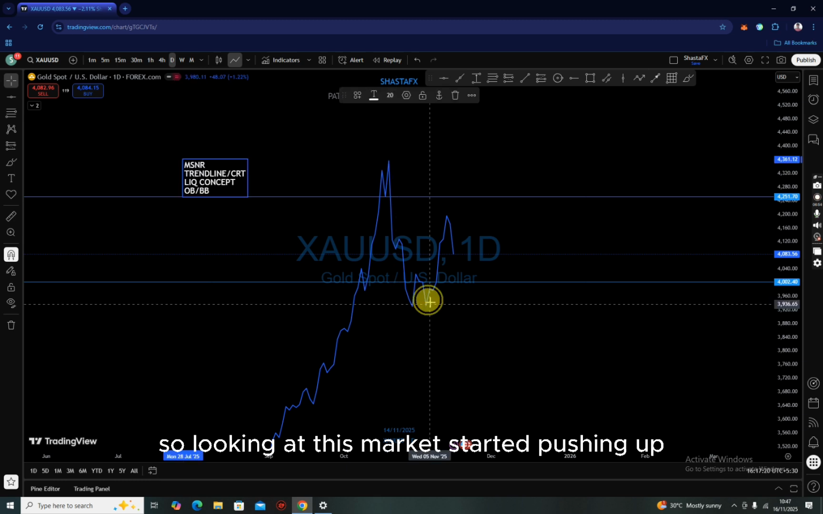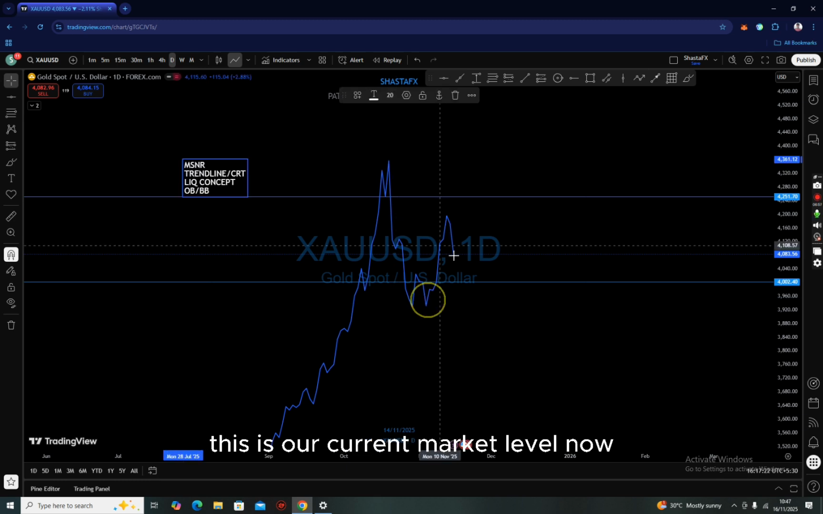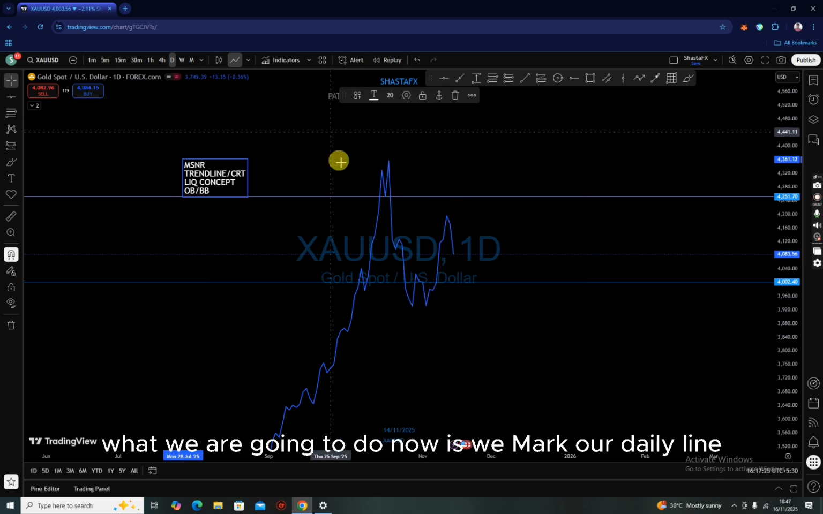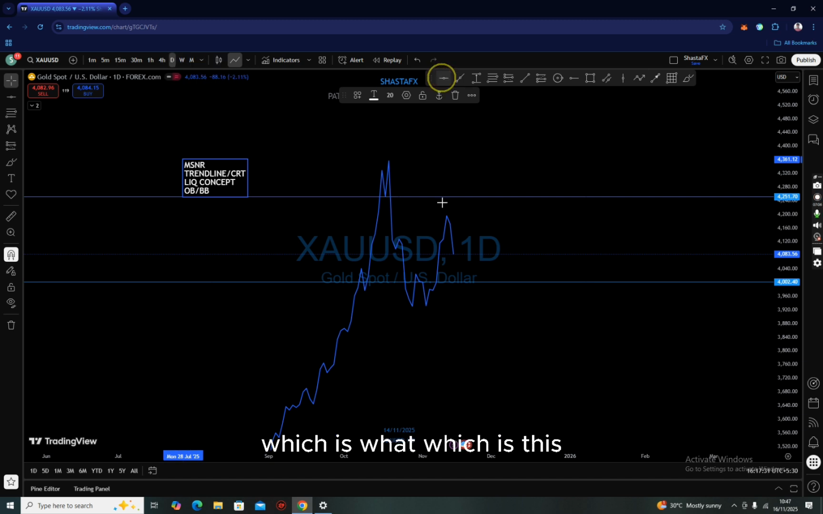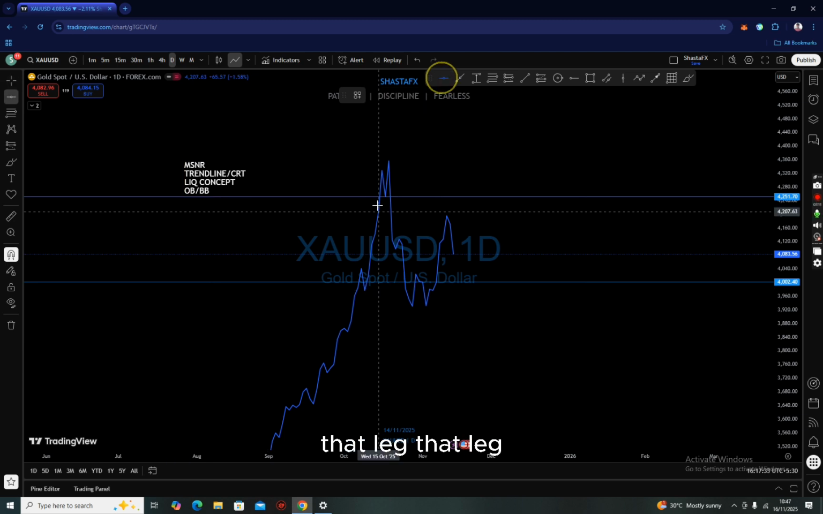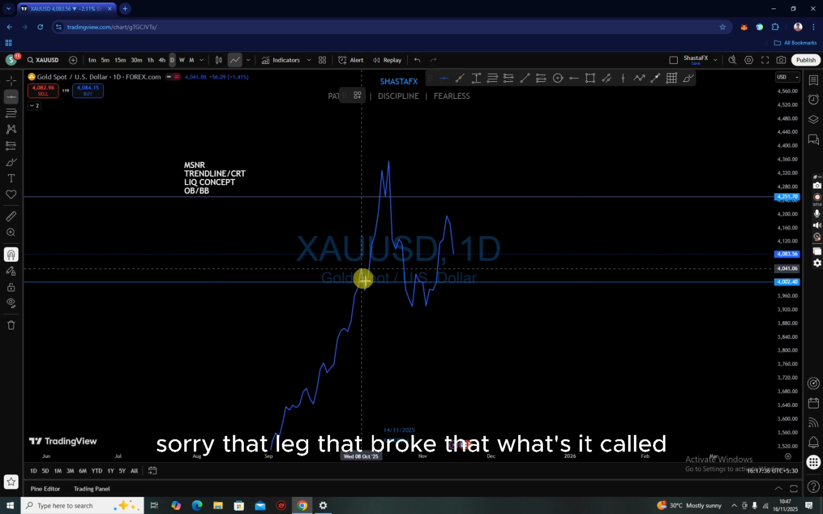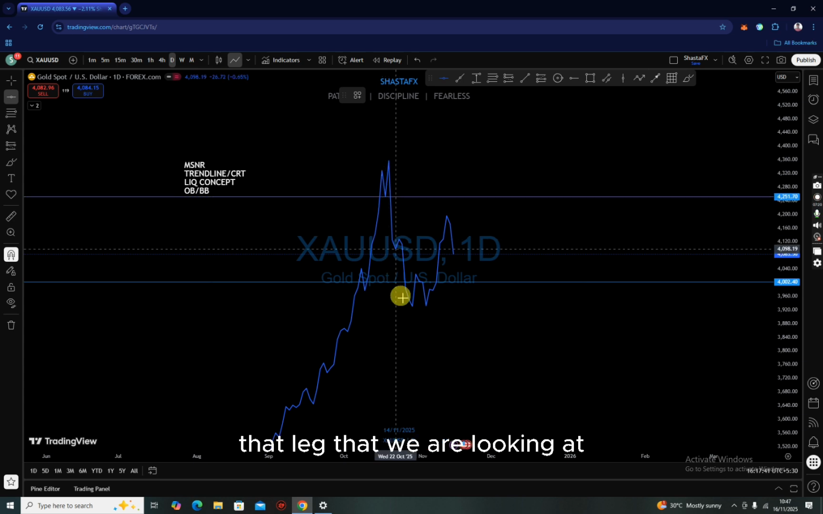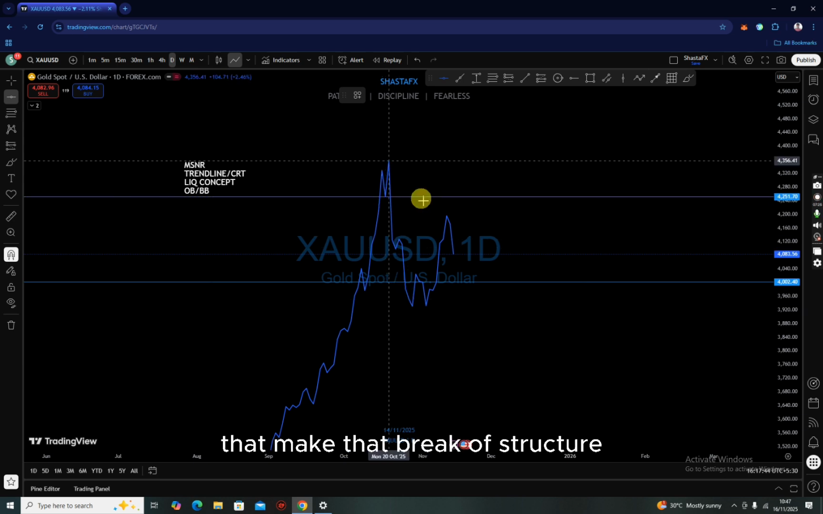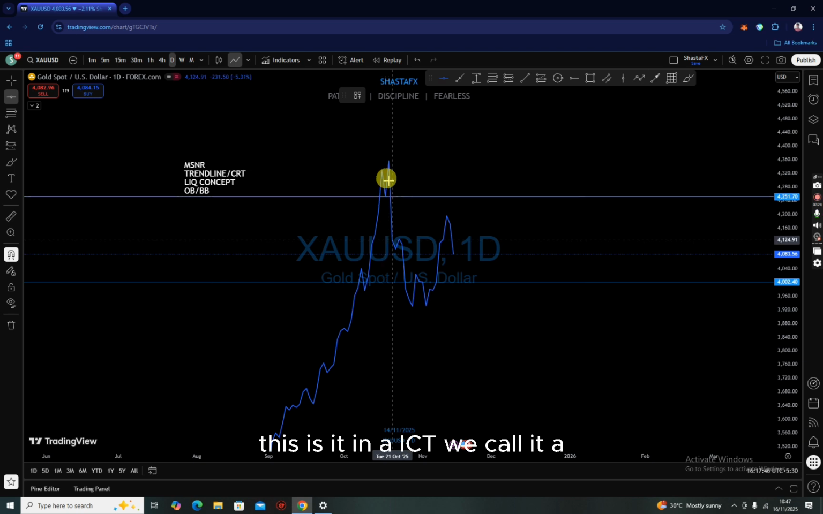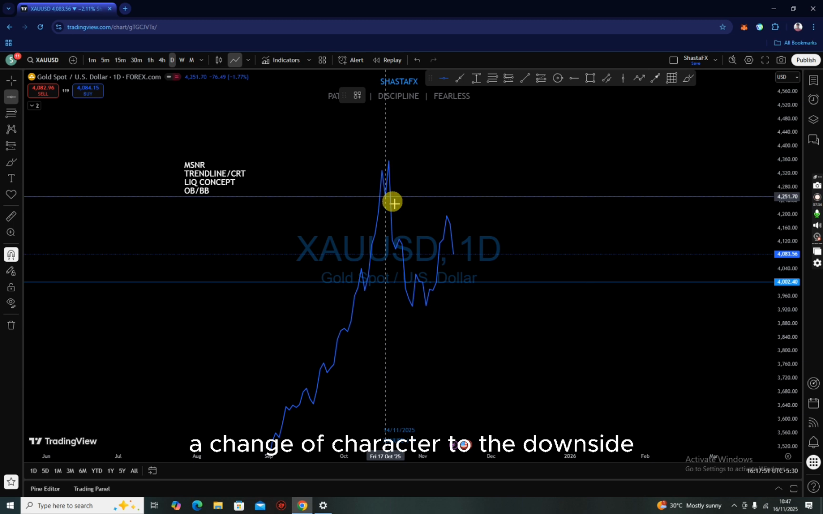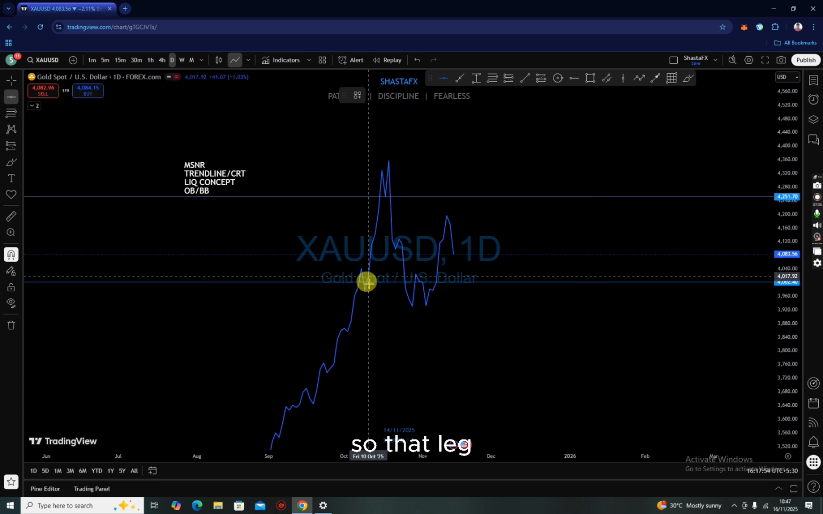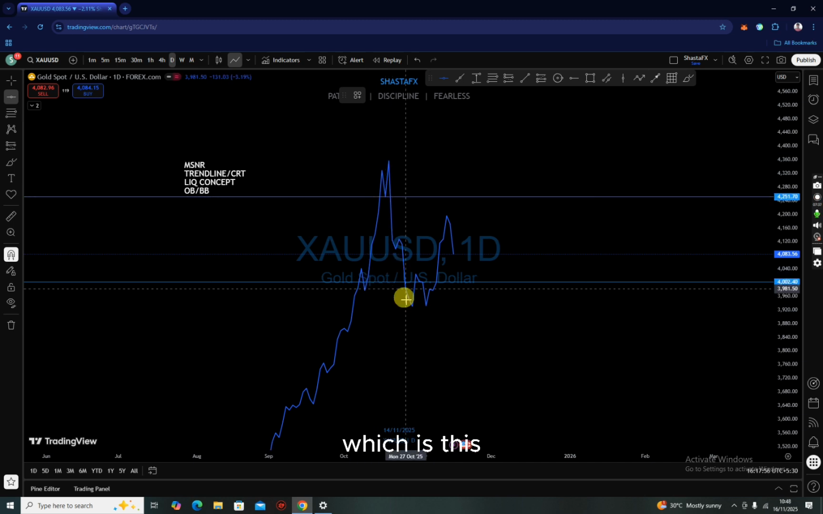Now we're trying to bring this thing down. So looking at this, market started pushing up. This is our current market level now. So what we are going to do now is we mark our daily line, which is this. That leg that broke, that made that break of structure. In ICT, what do we call it? Change of character to the downside. So that leg that made that change of character to the downside, which is this.